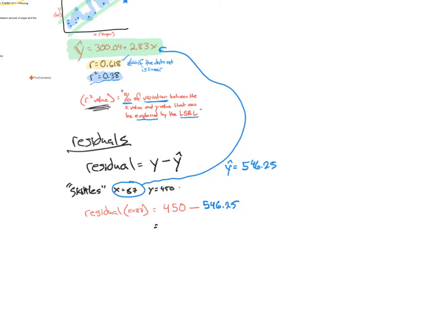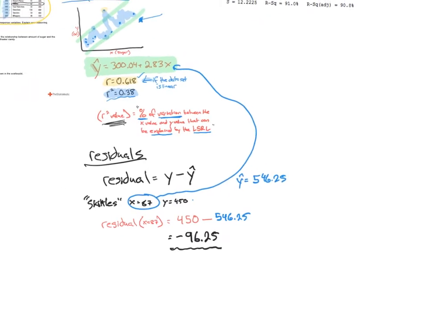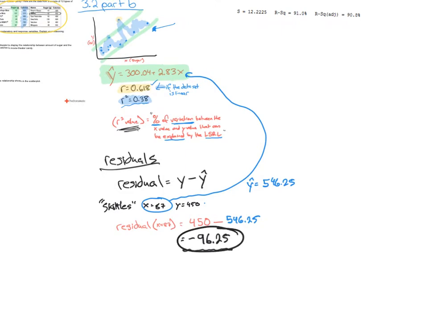So 450 minus that gives me negative 96.25. A residual is really telling you how far your prediction is from the actual value. Now, if it's negative, that means my prediction was an overestimate. If it is positive, that means I underestimated, because my estimate is below. So let's take this number, negative 96.25.